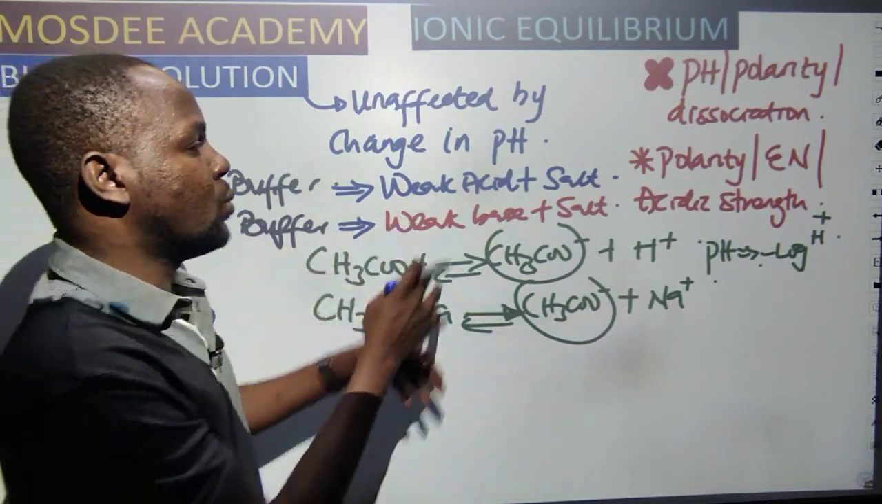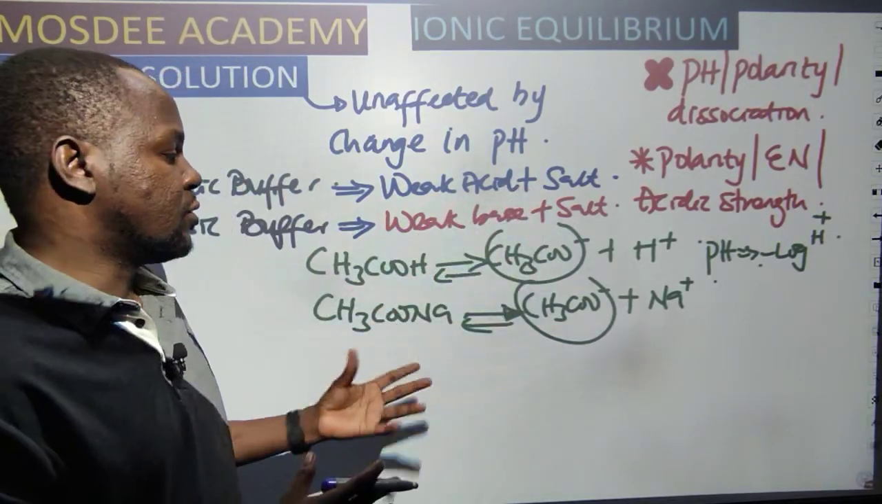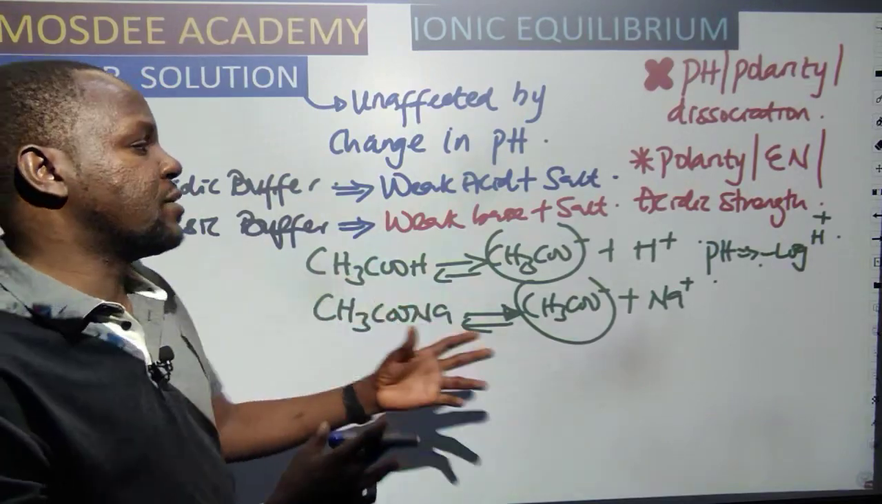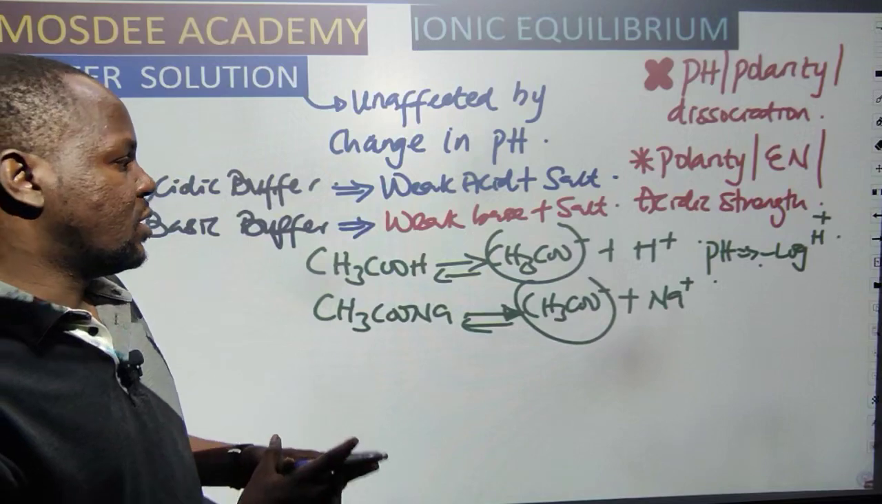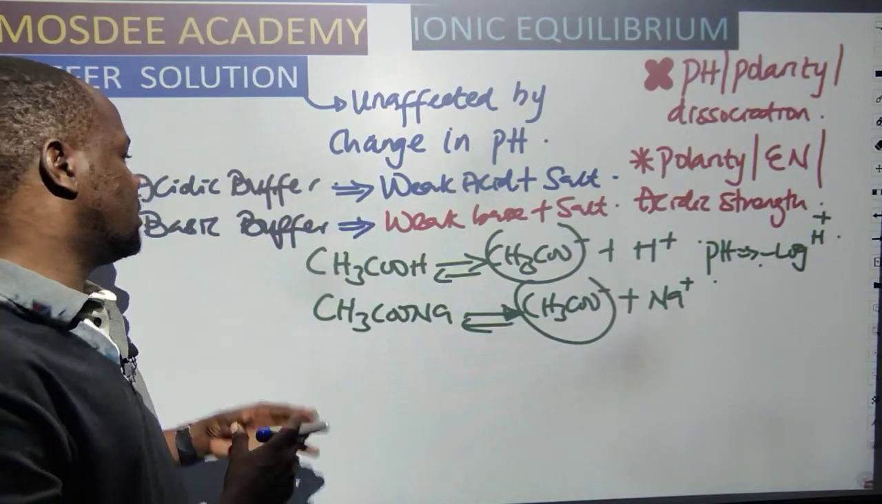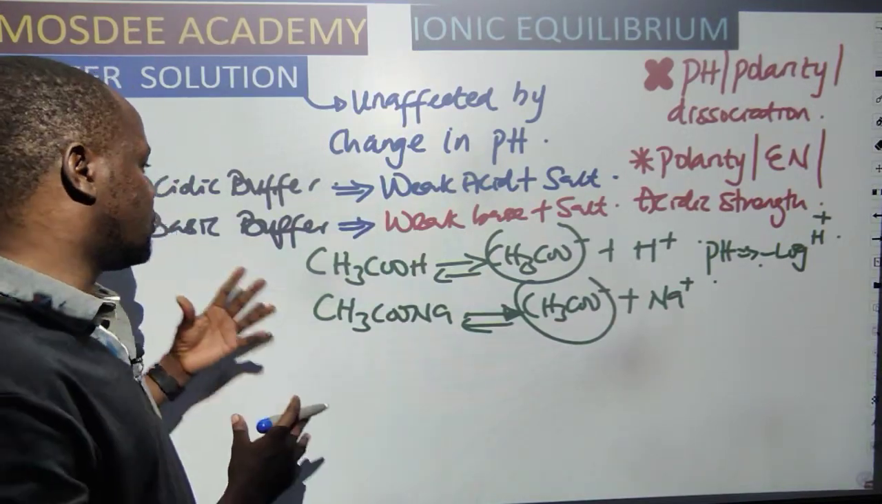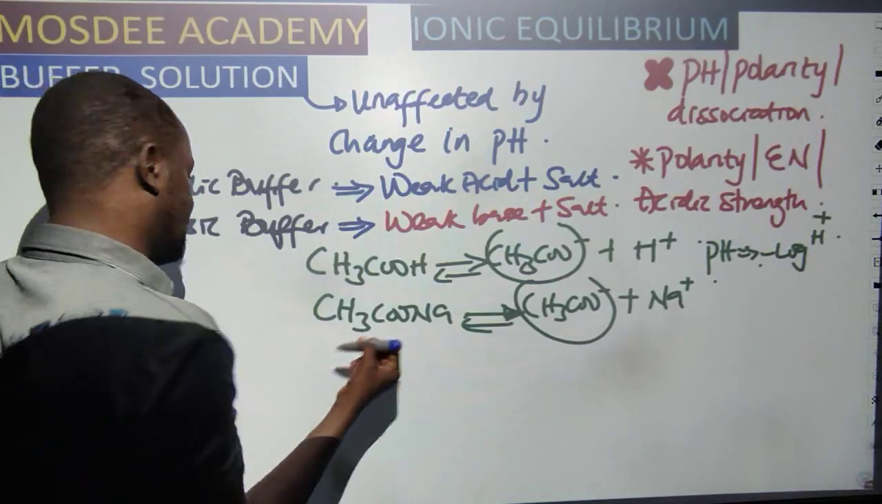An acidic buffer is formed when a weak acid is combined with the solution of the salt. And when a weak base is mixed with the salt, it is going to give us a basic buffer.